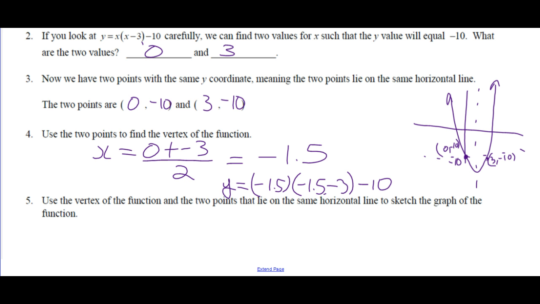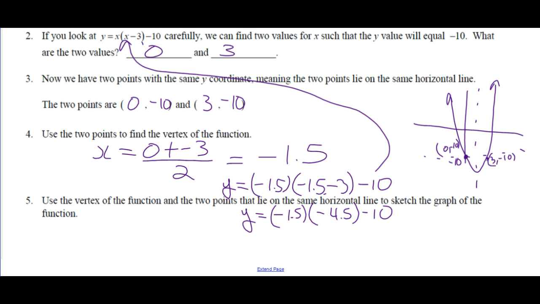So I can now substitute into that equation, right? Or into the original, it doesn't matter. I could take it into x squared minus 3x minus 10. I could take it into this form, right? So this would be y equals 1.5 times negative 4.5, minus 10. What's 1.5 times negative 4.5?